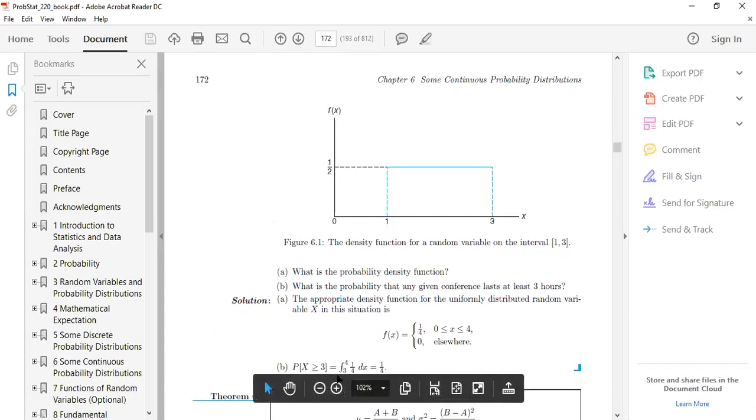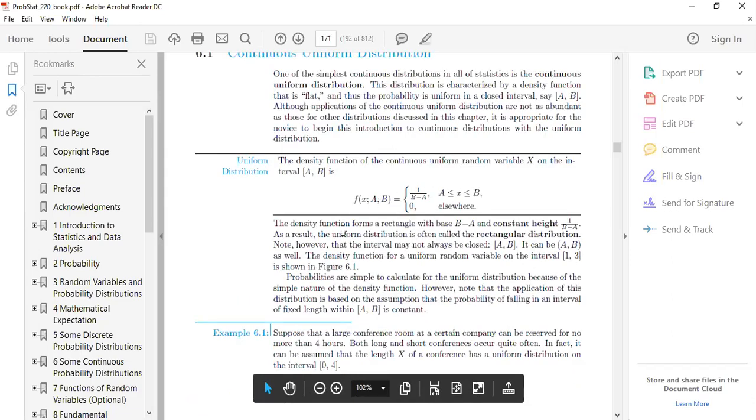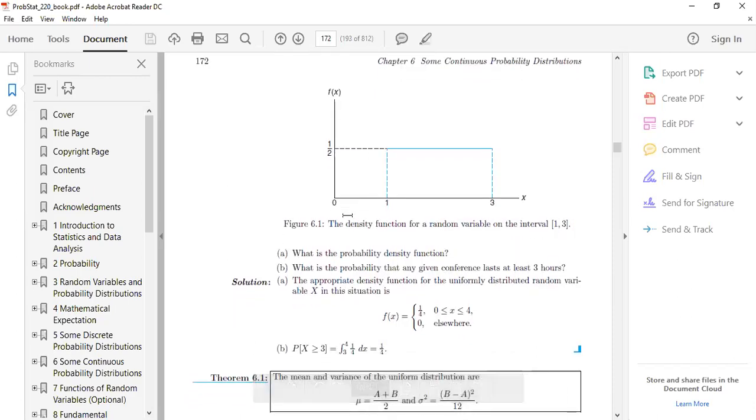So x greater than or equal to 3, that means my integration is 3 to 4, and f(x) dx. f(x) is 1 over 4 dx, right? By definition, 3 to 4 and f(x) dx. So 3 to 4 and 1 over 4 dx, that is equal to 1/4 is constant. You can pull it out.